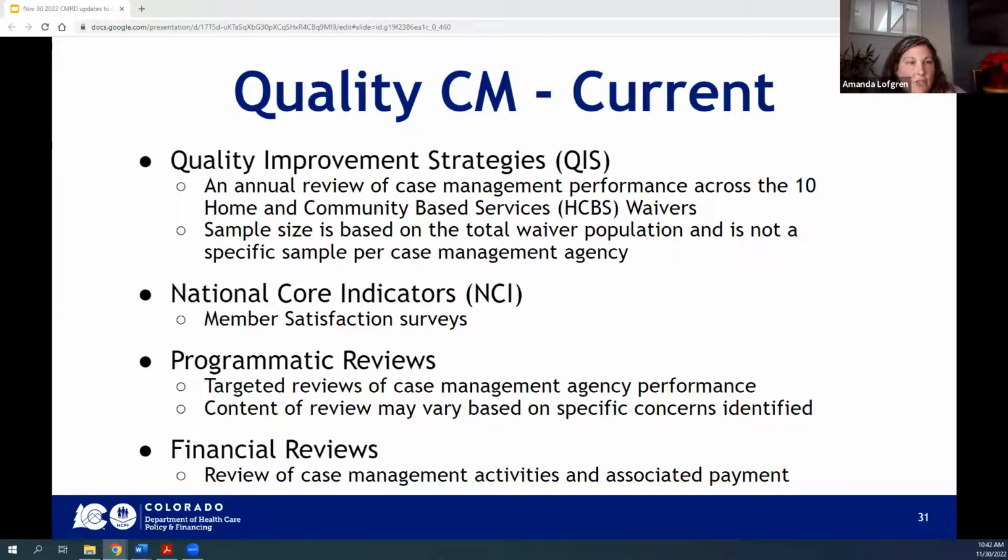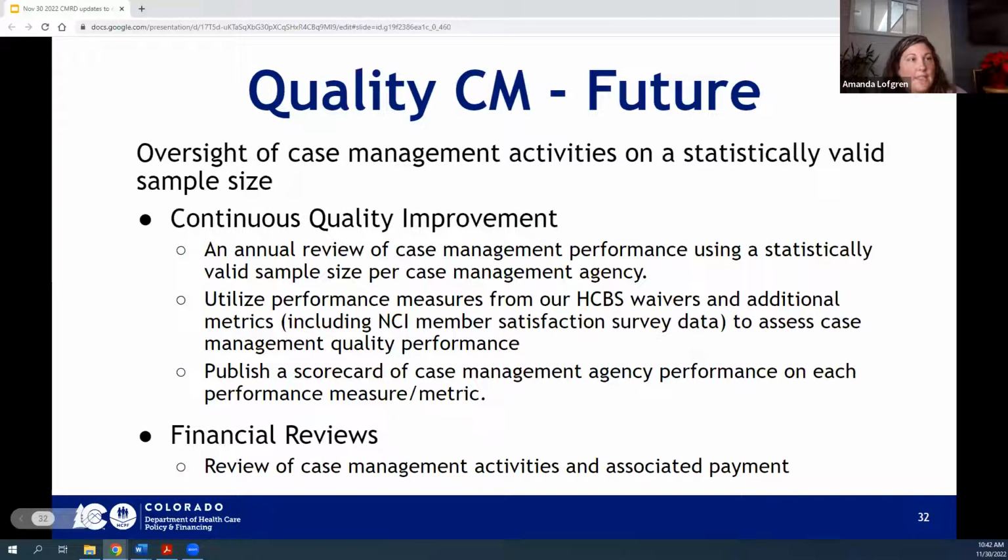So for case management redesign and future state, if we look at the next slide, for the oversight of case management activities, we want to move to a statistically valid sample size for each case management agency, which is a large difference from how we're currently doing it. We are shifting to more of a continuous quality improvement model. So on an annual cycle, we'll review case management agencies' performance using that statistically valid sample size, and then use the performance measures from our waiver and additional metrics that are determined, including the NCI satisfaction, to assess each agency's quality performance. And then we will create and publish an annual scorecard of case management agencies' performance on a predefined measure.